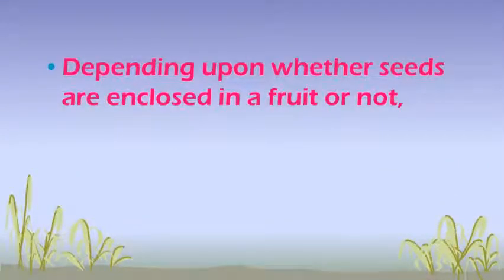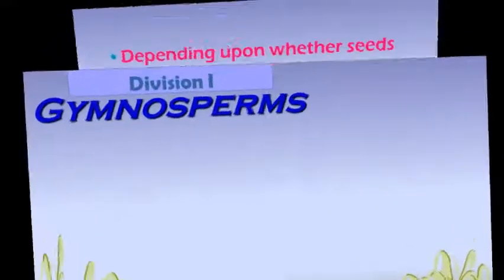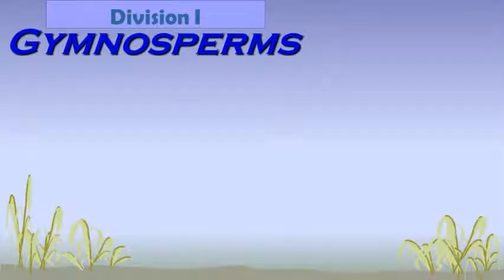And depending upon whether the seeds are enclosed in a fruit or not, there are two types. In the first type, the seeds are present inside the fruit, and in the next, seeds are not present inside the fruit. So depending on this, phanerogams are again classified into two types. First is gymnosperms and next is angiosperms.